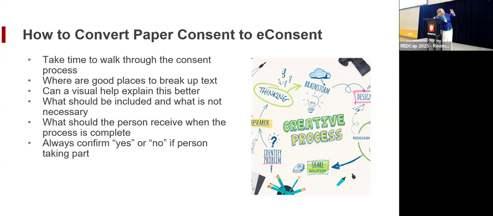And then I kind of talked about what they should receive, a copy of it, but also confirm if they're saying yes or no to taking part. Because sometimes what I see in consents is people will have the consent and then they'll have the signature. And if things get kind of funny, it doesn't work out. You want to confirm. So what we'll do is we'll have the consent and then we'll say, do you want to take part in this study? Yes or no? And they have to indicate one or the other.